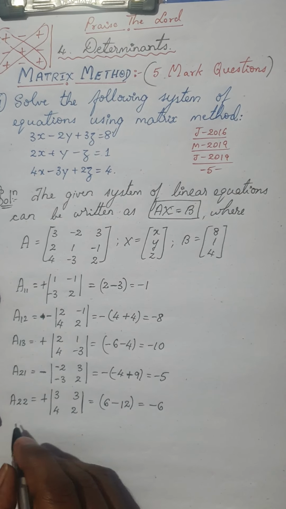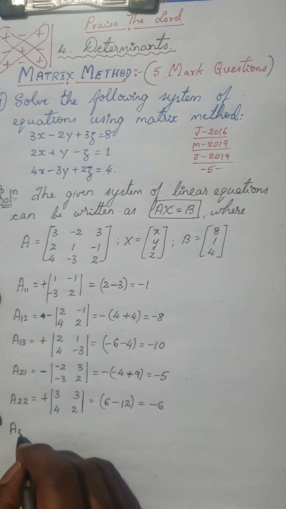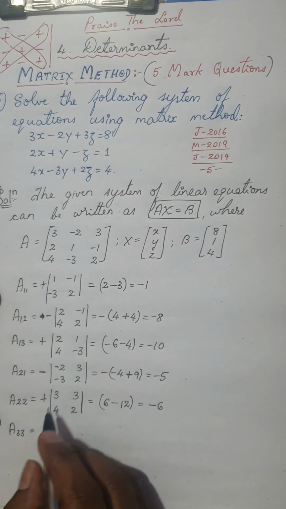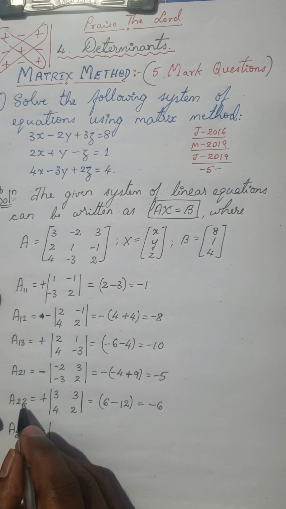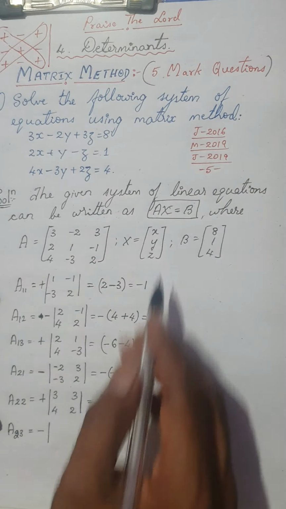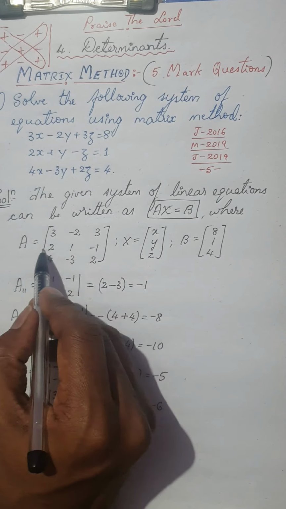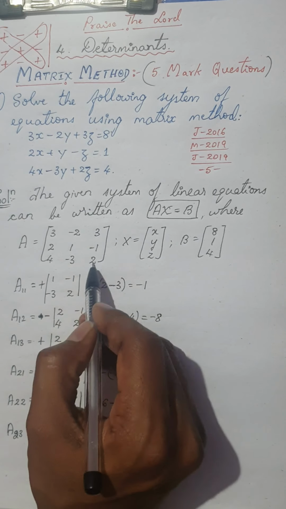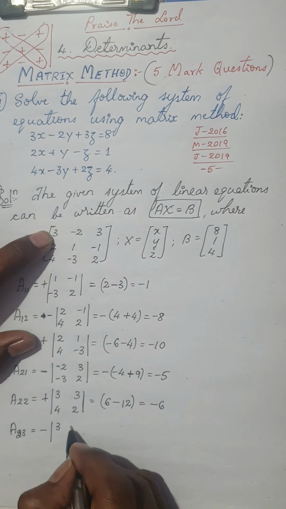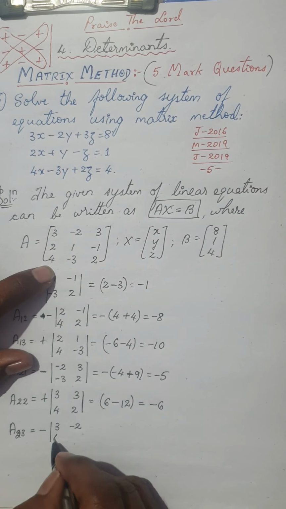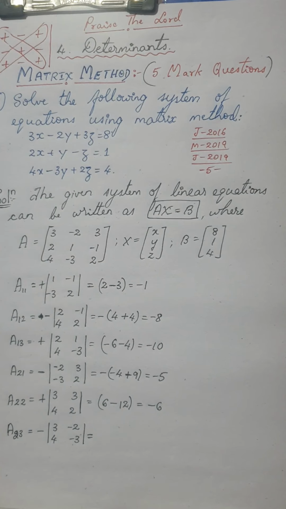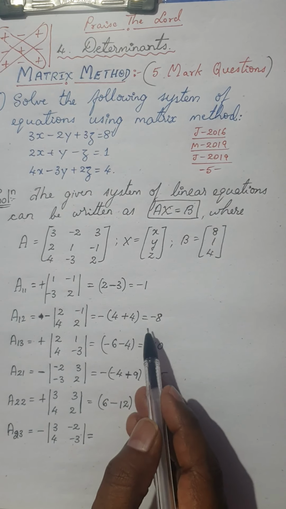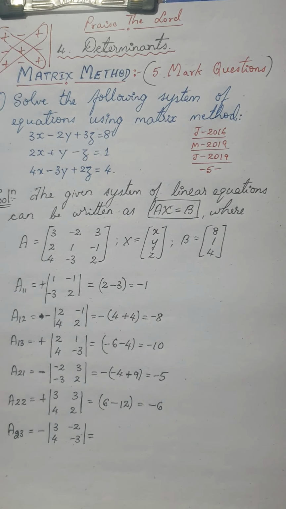Now next, let me go for A33. So A33 is, the sign is negative. Sorry, A23. Excuse me. A22 after that is A23. A23 is this element. Take away the row and column the element contains. So I'll get 3 and minus 2 and 4 and minus 3. Please be very careful. You should be very careful in every step, because if one element goes wrong, your entire 5 marks will be gone.